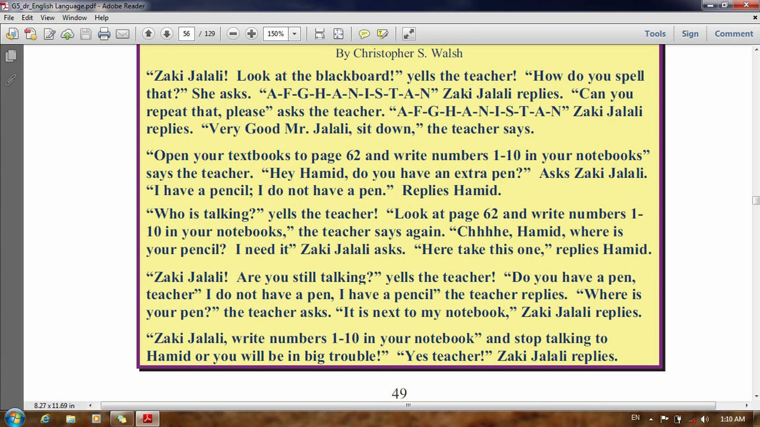Open your notebook to page 62 and write the numbers 1 until 10 in your notebook, says the teacher.